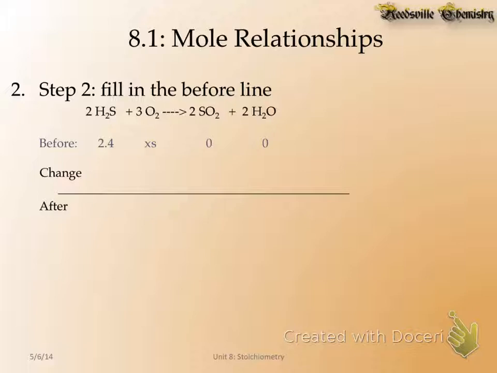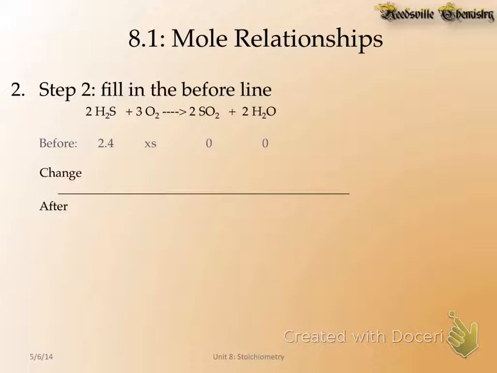So I'm going to write the 2 letters XS. They stand for excess. Oh, you guys get it. Okay. All right, so but before the reaction, we have no products. So on the right side of my yield zero with the sulfur dioxide and the water, I put 0 and 0. Now remember, I'm referring to moles here. I'm asking the question, how many? So I've got 2.4 moles of H2S. I've got an excess number of moles of oxygen. I have 0 moles of SO2. I have 0 moles of H2O.